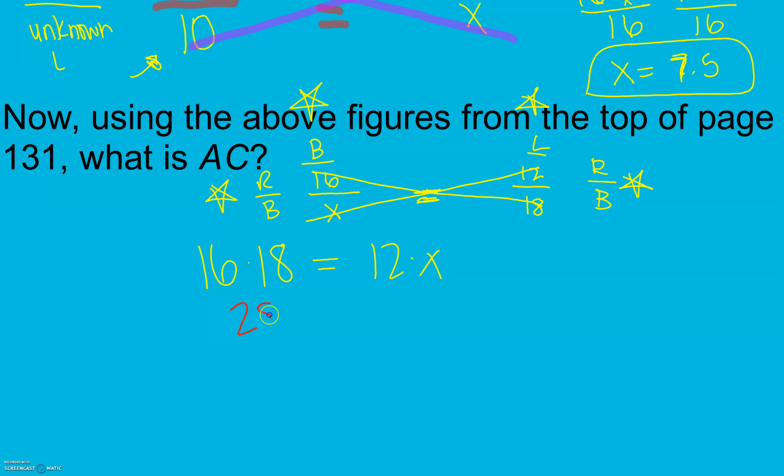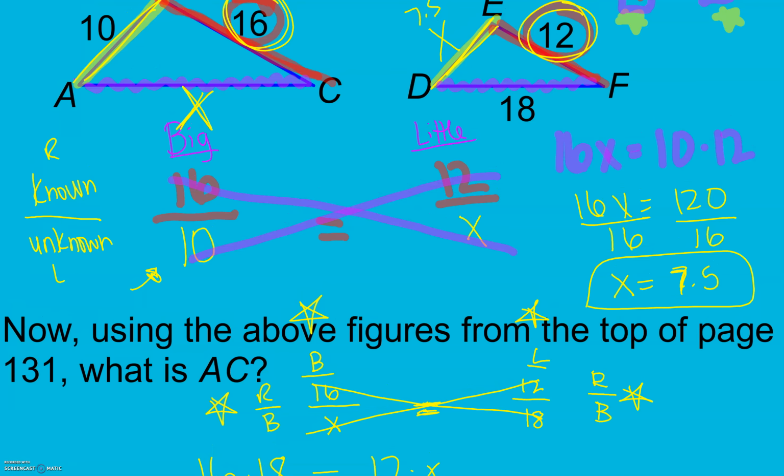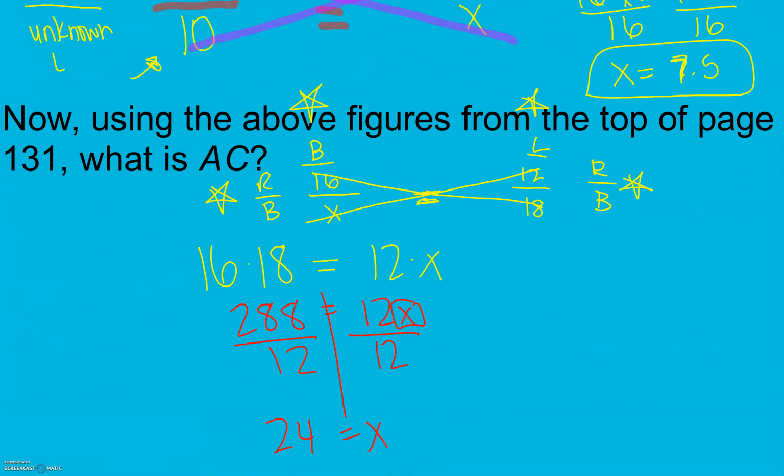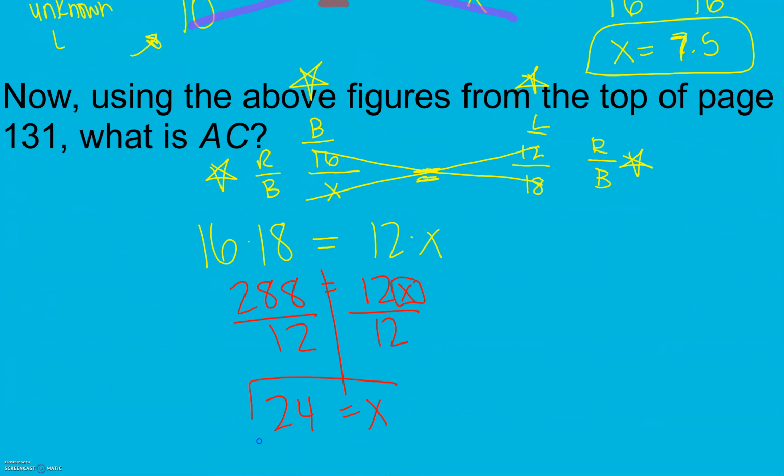Here I get 288 equals 12x. To get our x by itself, we divide, and I get 24 equals x. Double check, does that answer seem reasonable? Well, I know it should be bigger than 18, and it's in that same 4:3 or 3:4 relationship that we talked about with our other side. So yeah, our answer seems reasonable here.